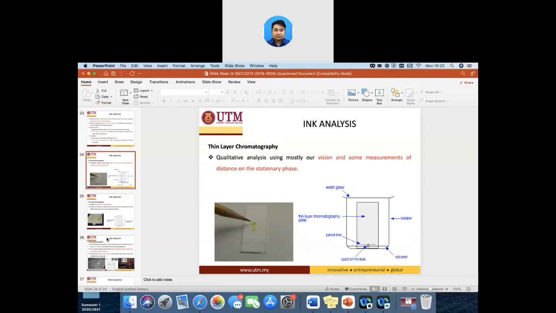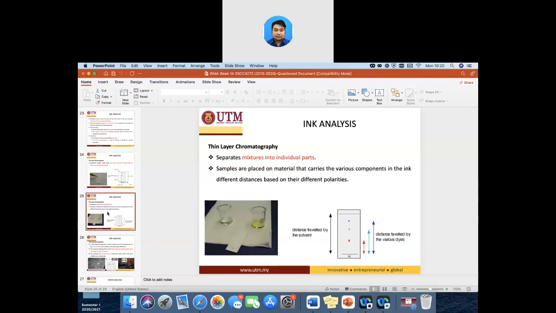Okay, so thin layer chromatography, I believe that you have learned this in your analytical classes. All right, so it is a qualitative analysis, mostly for the different kinds of composition in the ink itself. Okay, I will not recap how to do the TLC. I'm sure that you have learned this before, but ink can be used as one of the analytes for TLC.